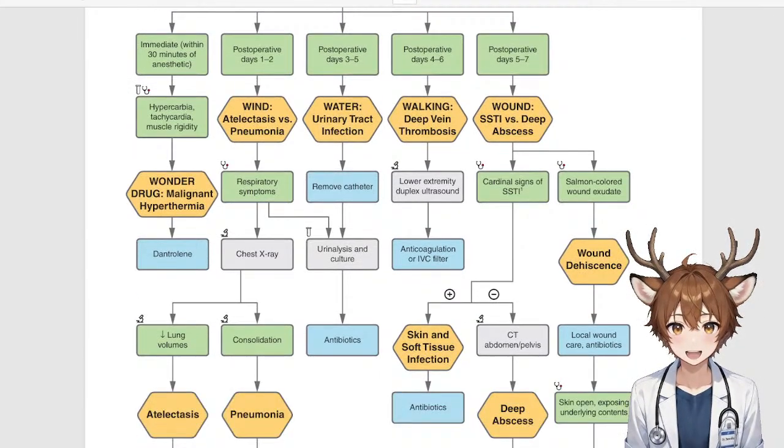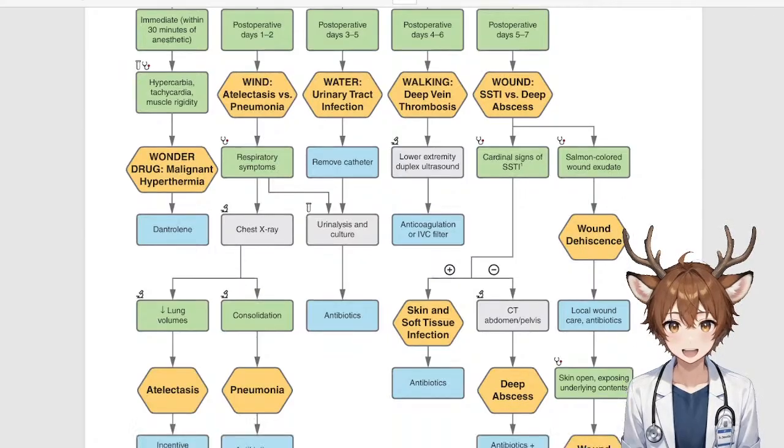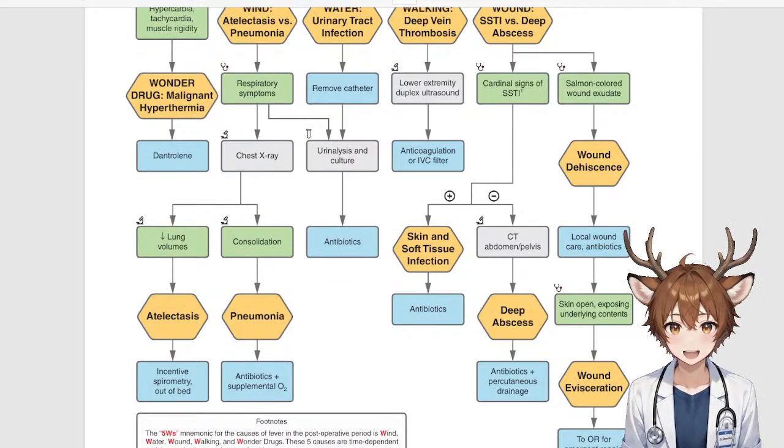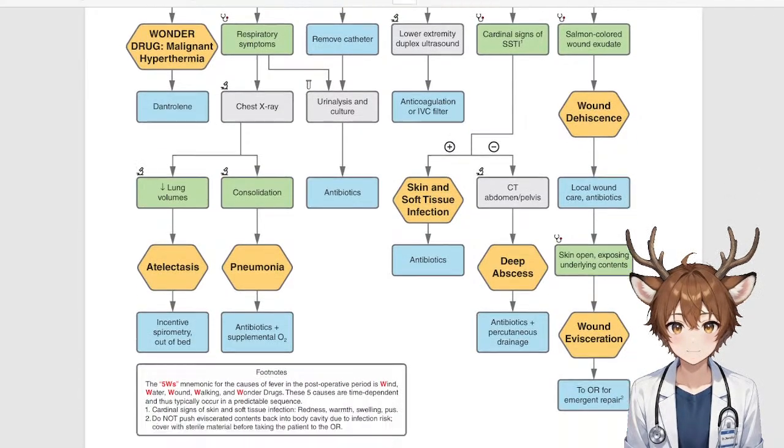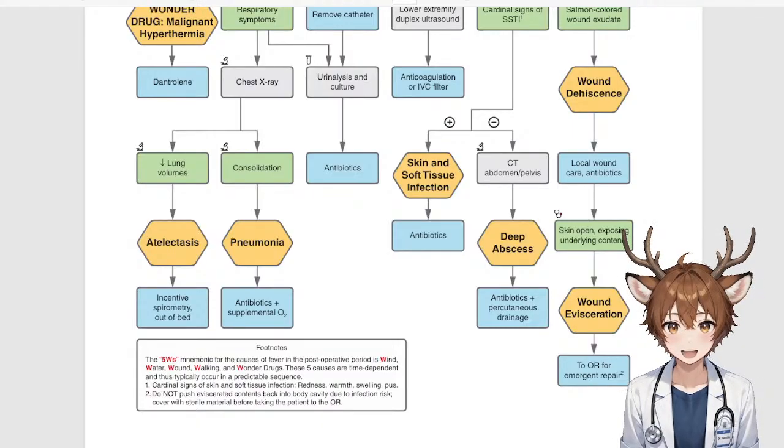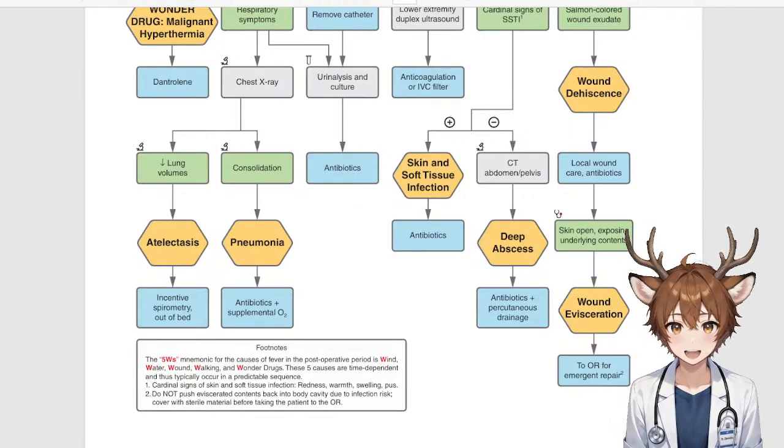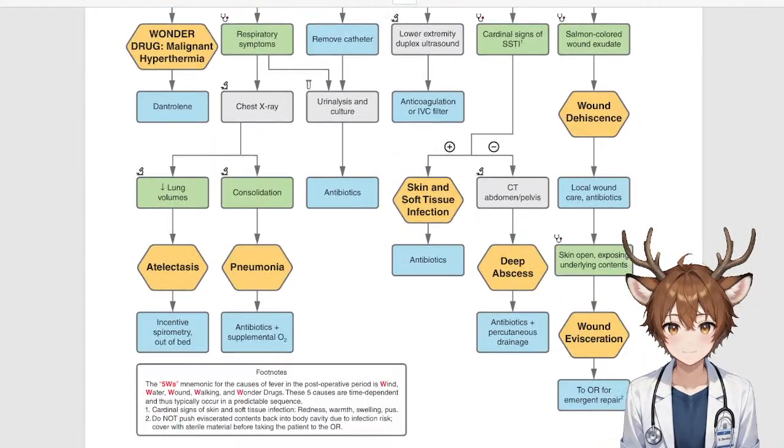We have wind, atelectasis versus pneumonia, and then we go down here, it says respiratory symptoms. Let's say the symptoms, we go for chest x-ray. Chest x-ray, let's say we found consolidation. If it's consolidation, we're thinking pneumonia. If it's pneumonia, then we go for antibiotics plus supplemental oxygen. See how that works? Here's a little footnote here.